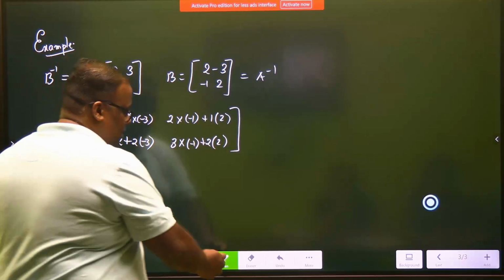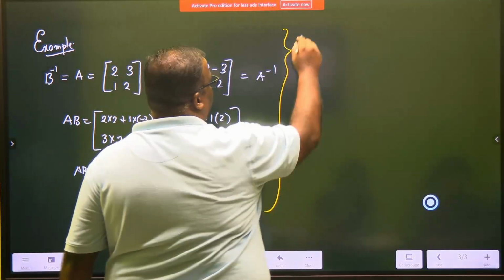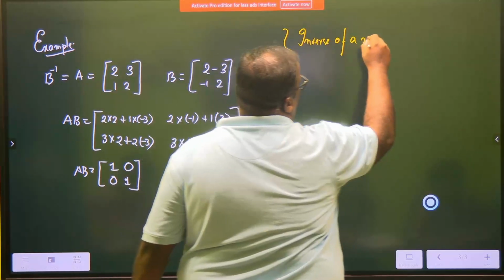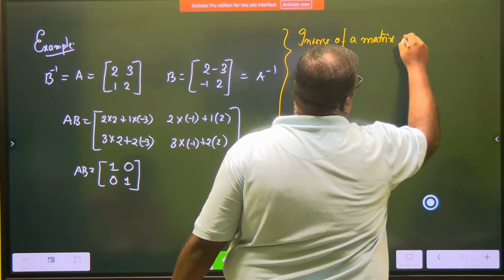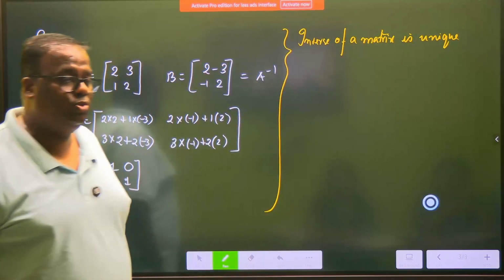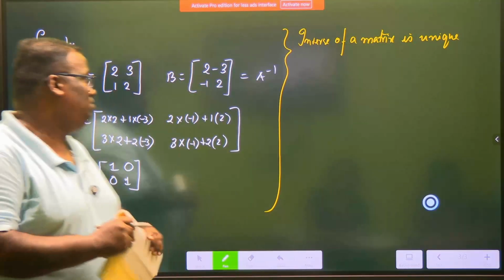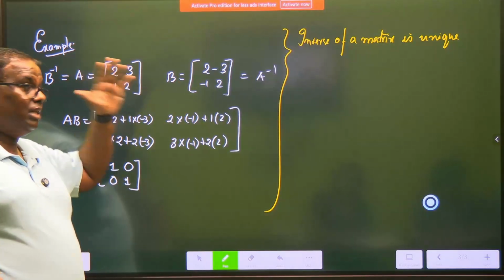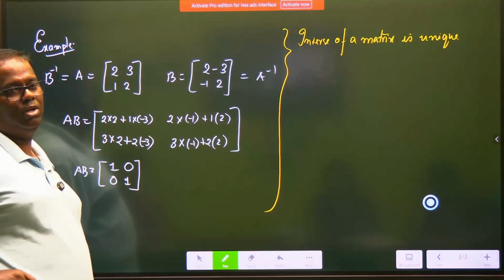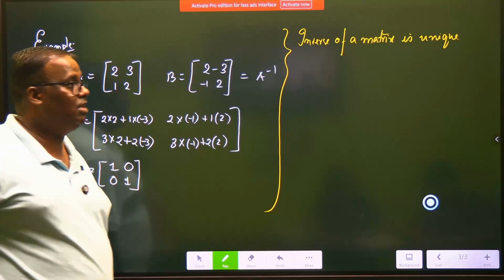Then there is one very interesting observation, that the inverse of a matrix is unique. Unique means, children, you cannot have another matrix which will satisfy this criteria. There is one and only one inverse. So what we said, if B is the inverse of A, you can't create another matrix C which will also give you an identity matrix. So there is only one inverse for a particular matrix. Ananya, understood this? There is only one inverse. It is unique.